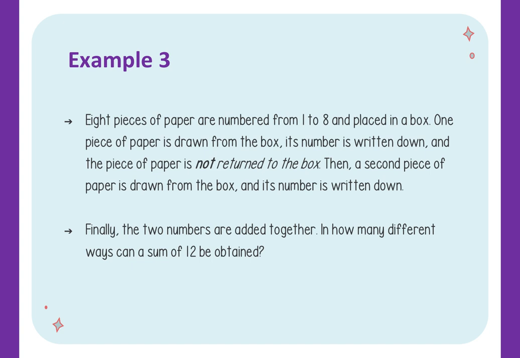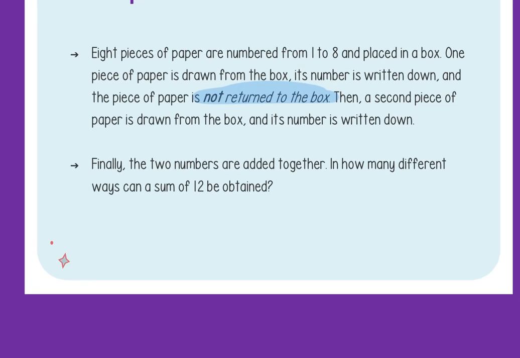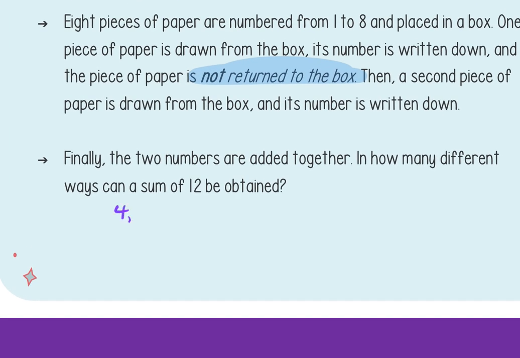What changed? Not replaced. Not returned to the box. How does that change my outcome from the last time? You can't do a double 6. I can't do 6 and 6. I can still do 4 and 8. I can still do 5 and 7. I can still do 8 and 4. I can still do 7 and 5. I cannot do 6 and 6, because once I've taken the 6 out, it's gone.